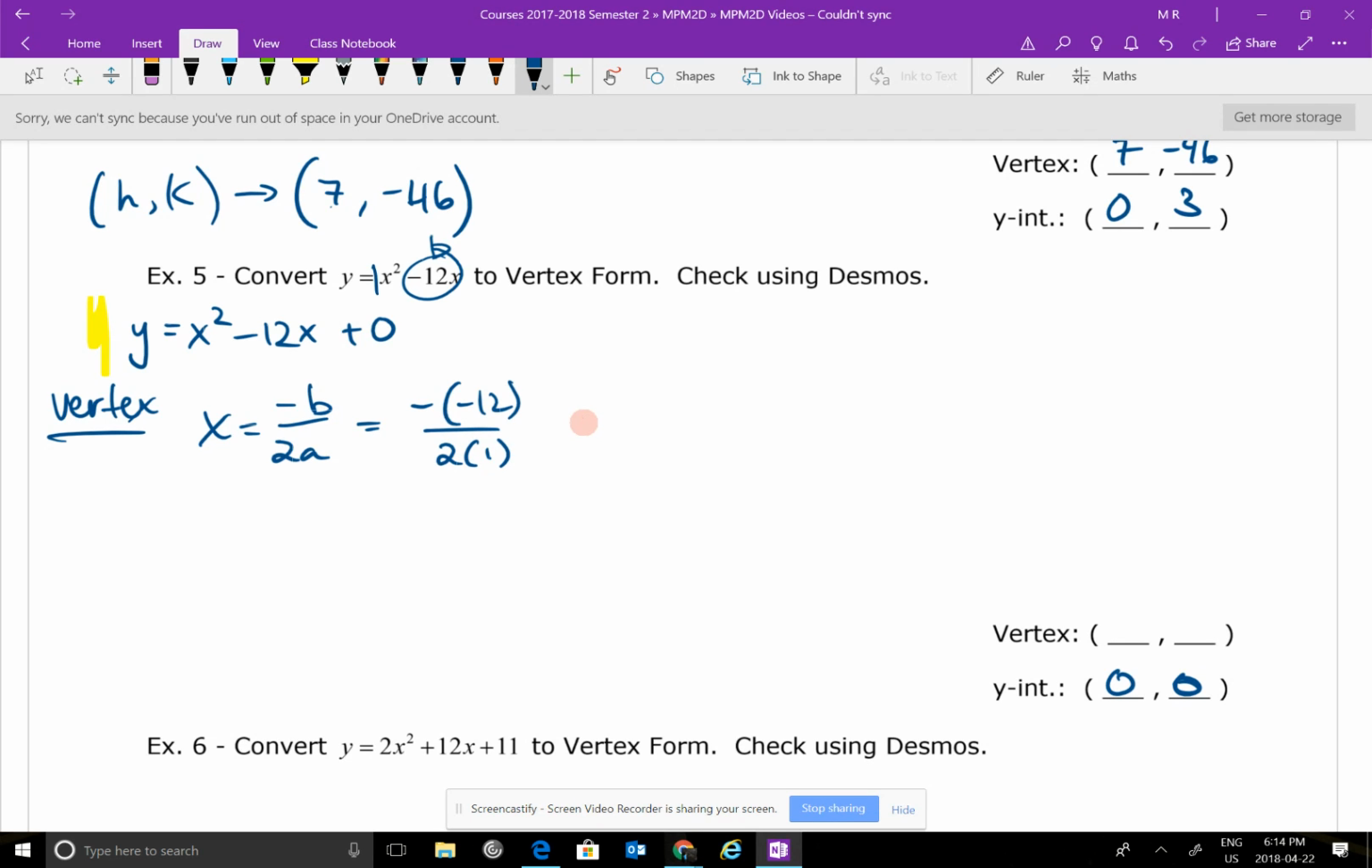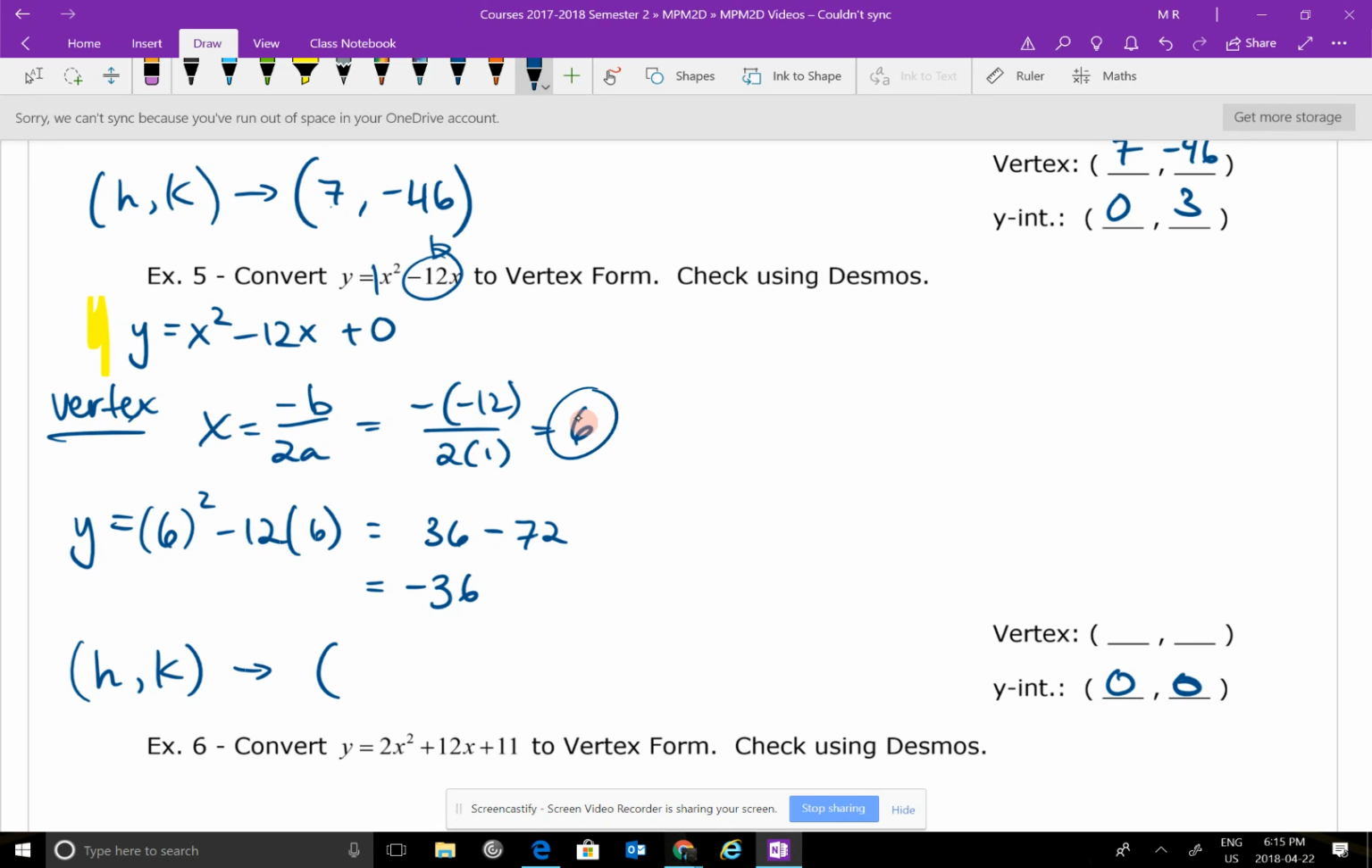Remember, there's the invisible 1 there. And that's going to be positive 12 over 2, which is just 6. And if I were to find the y-coordinate, take the x equals 6 and put it into the equation. So 6 squared minus 12 times 6, which is equal to 36 minus 72, which is negative 36.